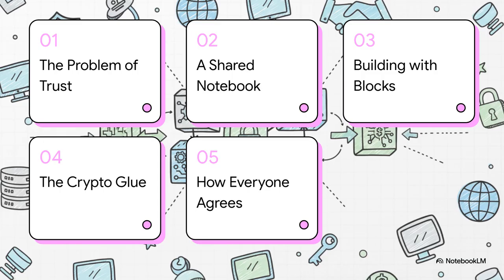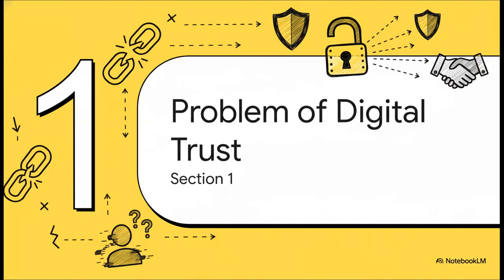First, we'll look at the fundamental problem of digital trust. Then we'll introduce this idea of a shared digital notebook, see how it's built with blocks, discover the crypto-powered glue that holds it all together, and finally, figure out how everyone on the network actually agrees on what's true. All right, let's kick things off at the very beginning with our first section, the problem of digital trust.